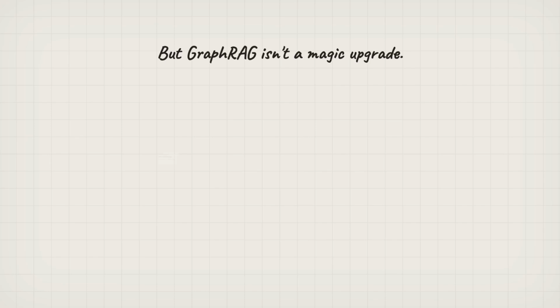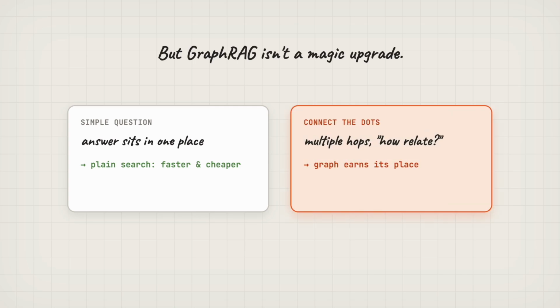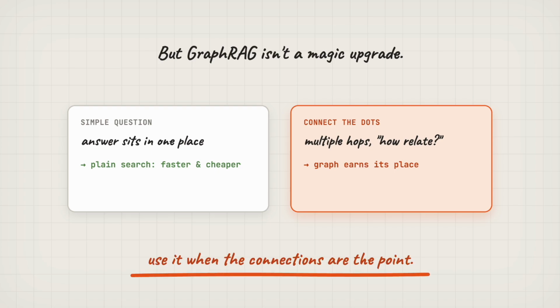system. But GraphRAG is not automatically better than normal AI search. When the question is simple and the answer sits in one place, plain search is faster and cheaper. The graph earns its place when the question needs connecting the dots, multiple hops. How does this relate to that? So it's a tool for a specific job, not a magic upgrade for everything. Use it when the connections are the point.